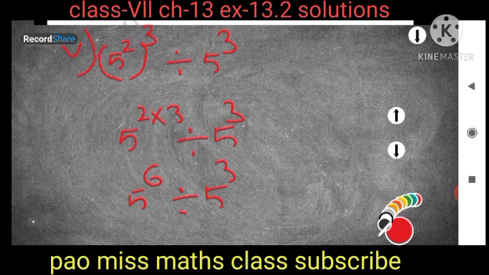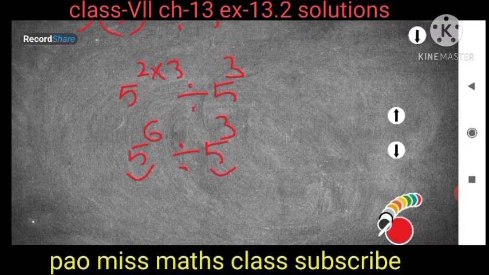Now again, the bases are the same. So what is the base? The base is 5, and they are in divide. So what will you do? You have to minus the power, isn't it? We have to minus the power. So when you minus the power, 6 minus 3 is equal to how much? 5 to the power 3. So what is the answer? The answer is 5 to the power 3.